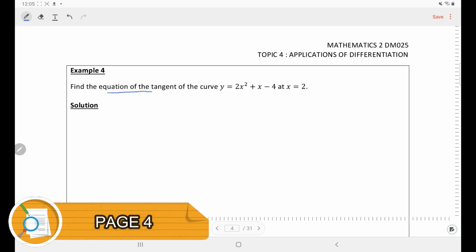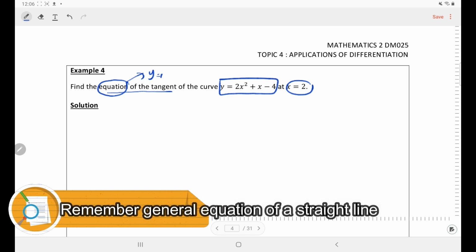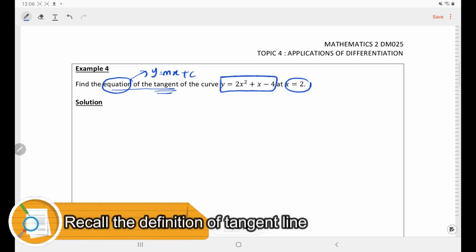Find the equation of a tangent. So soalan nak kita cari equation of a tangent for this curve at x equal to 2. Okay, so kalau dia guna perkataan equation of the tangent, so benda pertama yang awak kena terfikir ialah ini. Sebab apa? Sebab inilah persamaan garis lurus. Dan kita tahu tangent dia adalah satu garis lurus yang menyentuh curve pada satu titik.